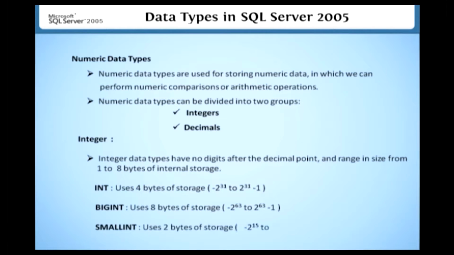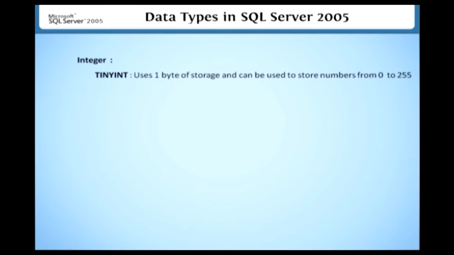Avoid using the small int, which uses 2 bytes of storage and can be used to store numbers from -2 to the 15th to 2 to the 15th minus 1. Tiny int, which uses 1 byte of storage and can be used to store numbers from 0 to 255. Money, which uses 8 bytes of storage. Small money, which uses 4 bytes of storage.